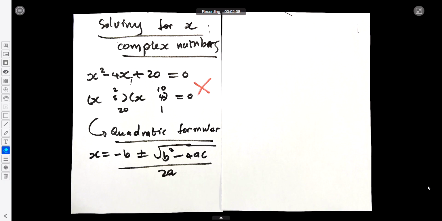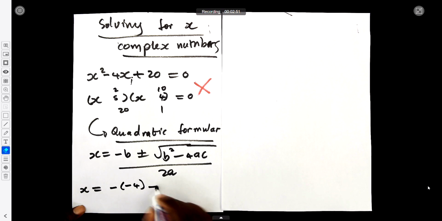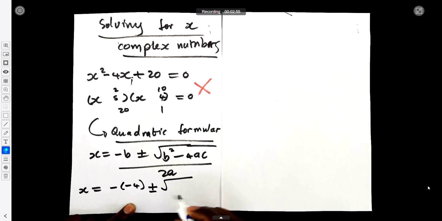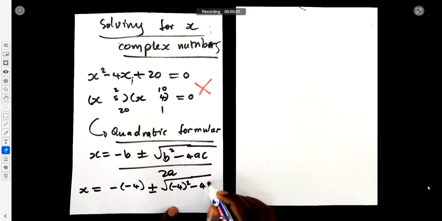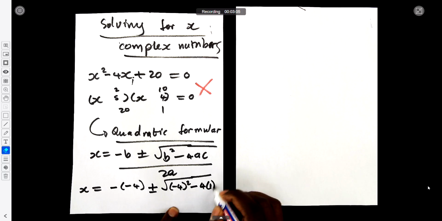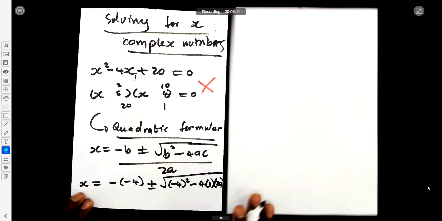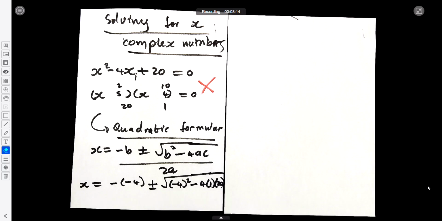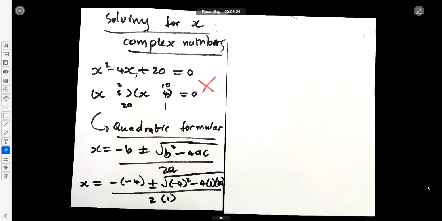Now we know that according to quadratic formula, b is the coefficient of x, which is negative 4. We substitute in the formula, which is negative b, so substitute negative 4. Therefore, minus negative 4, plus or minus the square root of b squared, therefore negative 4 squared, minus 4. A is the coefficient of x squared, which is 1, and c is 20. Okay, I'm not doing justice to some. Let's hope it's a bit visible there. Therefore, all over 2a. A, we said it's 1.